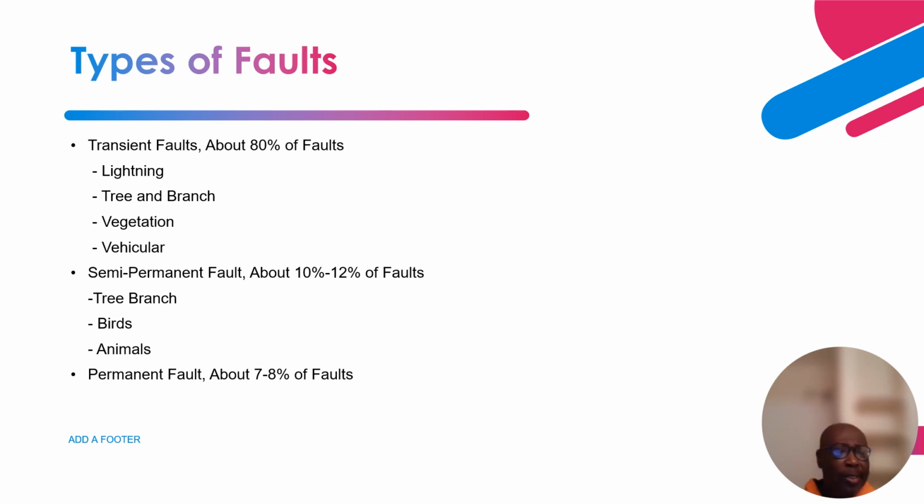Okay, so now let's talk about the types of faults that are out there in the power system network. There are three types of faults, right? The first one is transient faults, and these type of faults is about 80% of the faults that occur. They are called transient faults, the reason being that they appear and disappear within nanoseconds to microseconds. A typical example is lightning strike, right?